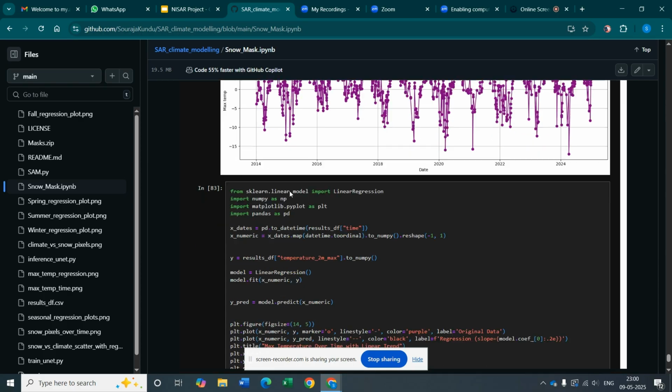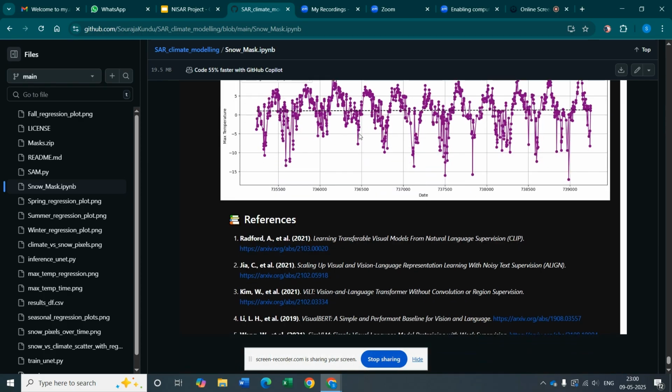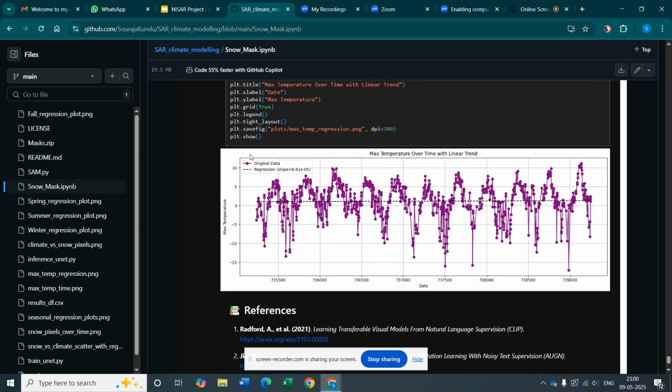So I tried to fit a linear regression model, and as I can see, the linear regression line has a positive slope. That means the temperature increases over the years. And I also initially saw that the snow cover mask decreases as the temperature increases. So with this, I can finally convince myself that over the years the snow cover mask has reduced. So that's how my climate modeling aim is satisfied.